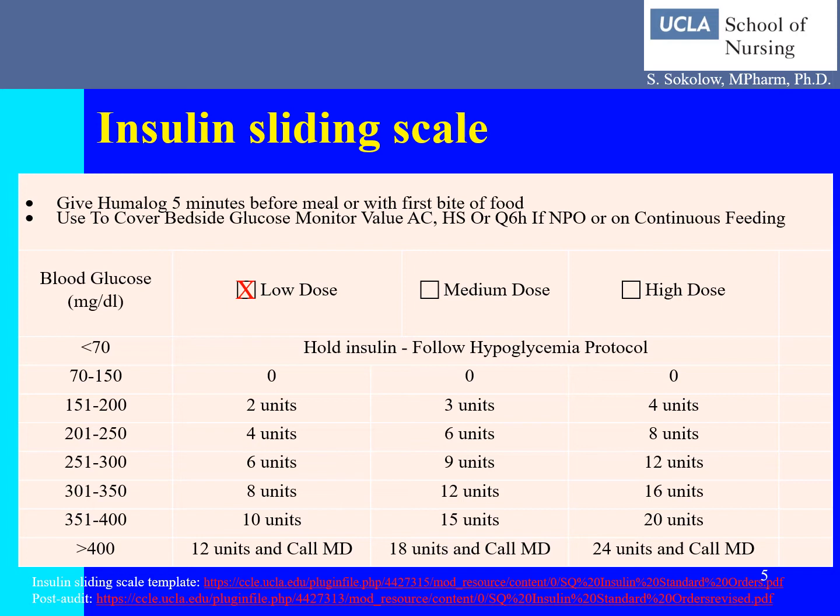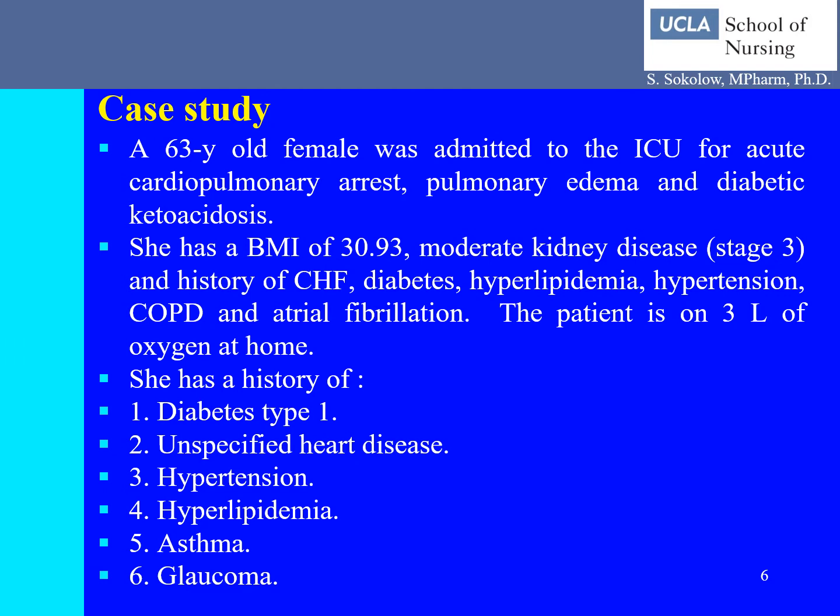Now I have a little case study. Try to keep in mind 2, 4, 6 units and 10. You are taking care of a patient that is on the low dose sliding scale. Your patient is a 63 year old female. She was admitted to the ICU, and she has a BMI of 30, so she's obese, with moderate kidney disease, history of heart failure, diabetes, hyperlipidemia, hypertension, COPD, and AFib. And she's on 3 liters of oxygen at home. So these are all of her comorbidities.